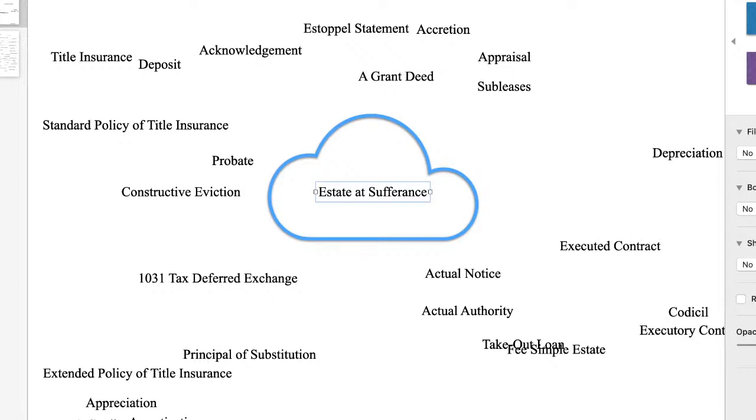Okay, what is an estate at sufferance? What is an estate at sufferance?